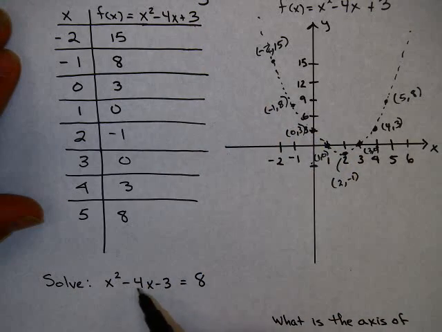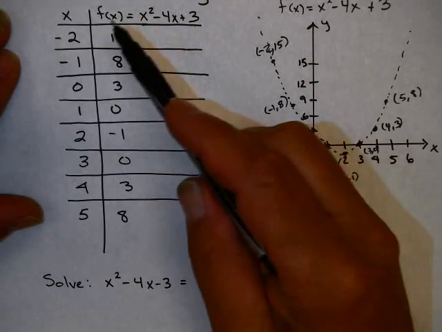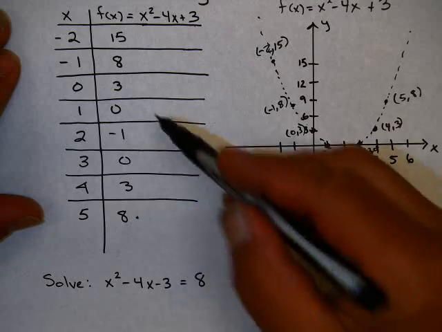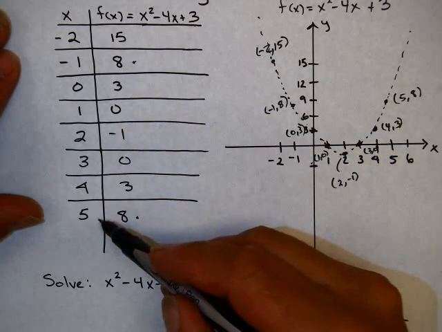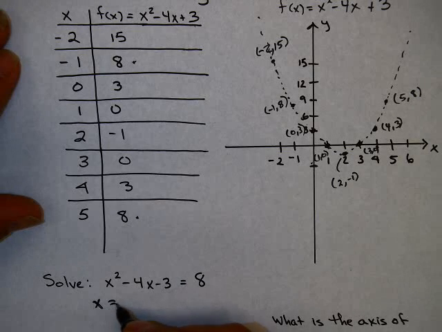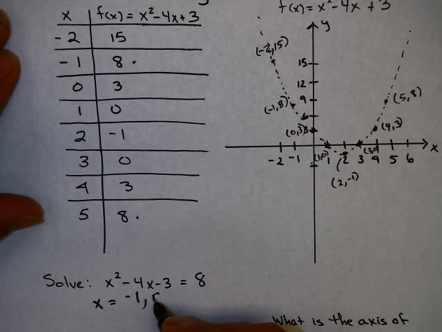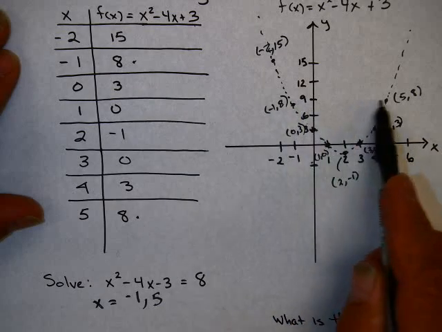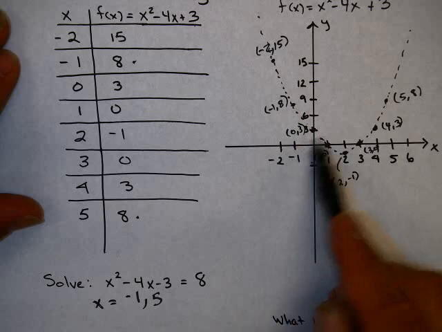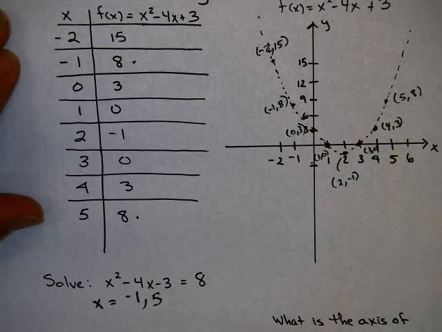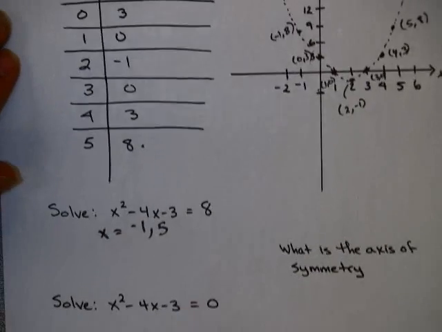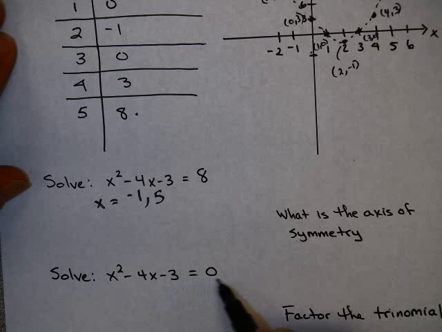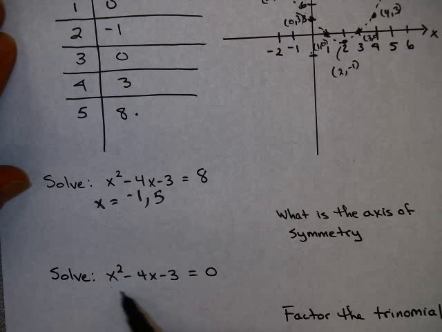Well, we can see from the table that the only difference between f of x equals x squared minus 4x plus 3 and this equation, x squared minus 4x minus 3 equals 8, is that f of x equals 8. So where does f of x equal 8? It equals 8 here and here, which is when x equals negative 1 and 5. Look at the picture. You can see f of x equals 8 when x equals negative 1 and x equals 5. Let's do another one here.